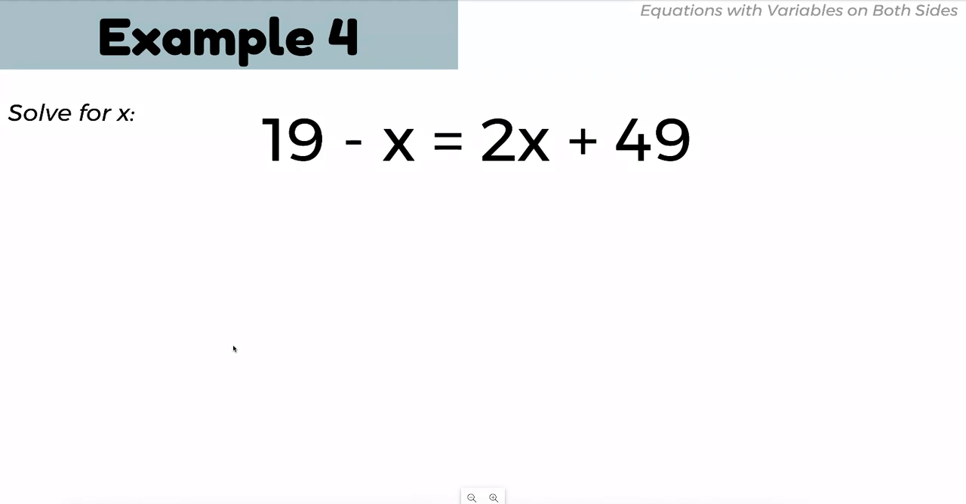Example 4. All right, now we're back to x's on both sides and constants on both sides. So let's complete our additive inverse first, get rid of that subtraction. So remember, step number 2 after we simplify is to remember our goal is x equals a number. And to get that goal, we need to collect our x's together on one side and our constants together on the other.